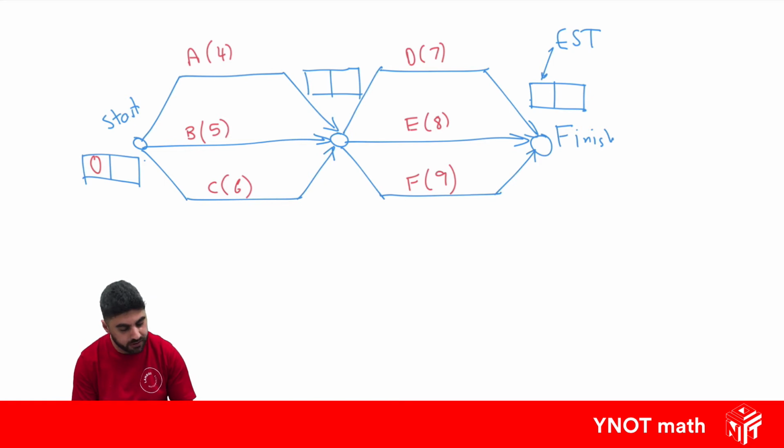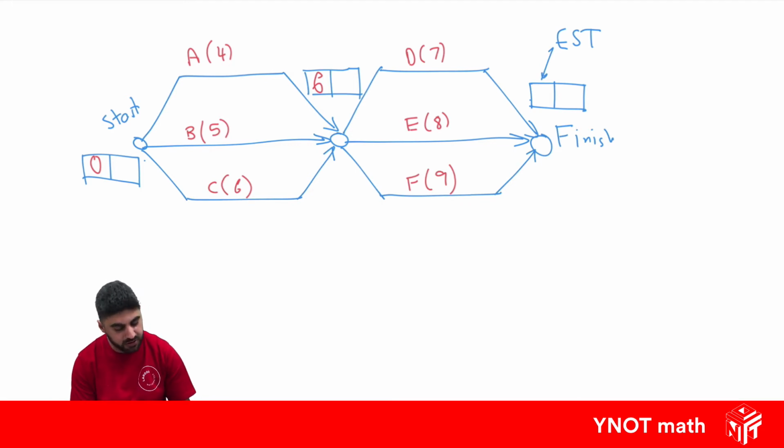So the longest one is going to take us 6 minutes, so that has to be the earliest start time for that location there, because if we finish this one in 6 minutes, this one potentially could have been finished 1 minute ago, and this one potentially could have been finished 2 minutes ago.